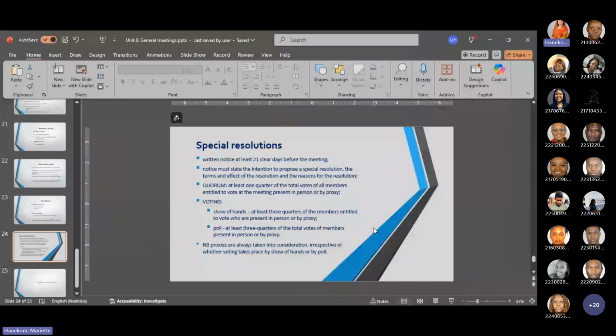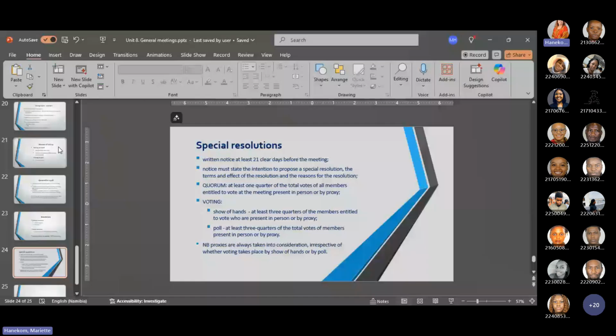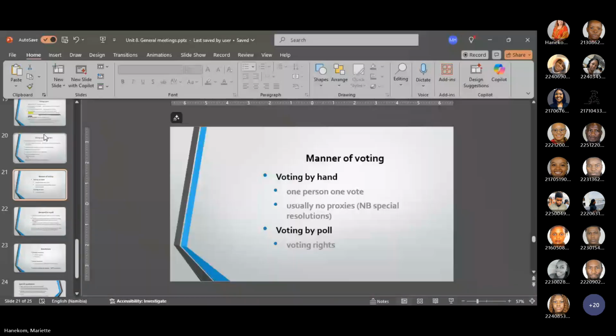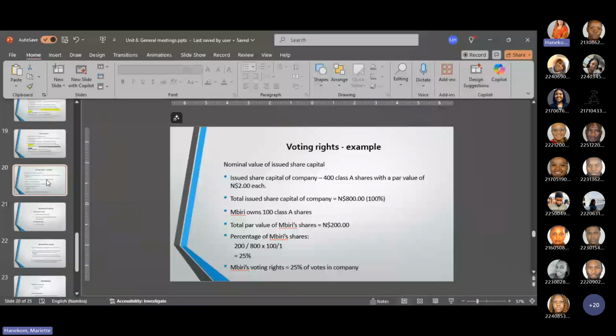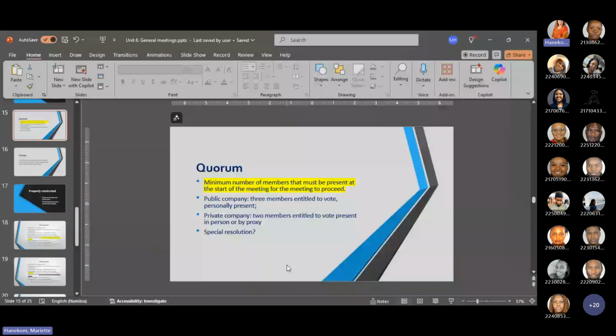Then for a quorum, if it's a meeting, we've seen your quorum requirements. For an ordinary meeting, if it's not a special resolution, your quorum requirements are either 3 people entitled to vote or 2 people entitled to vote present in person or by proxy.